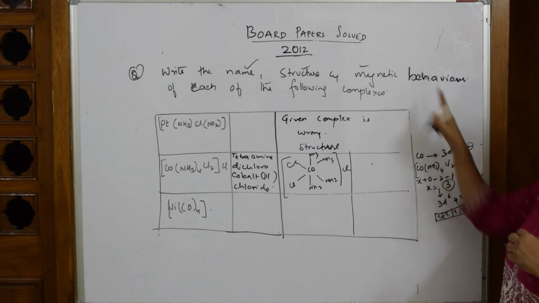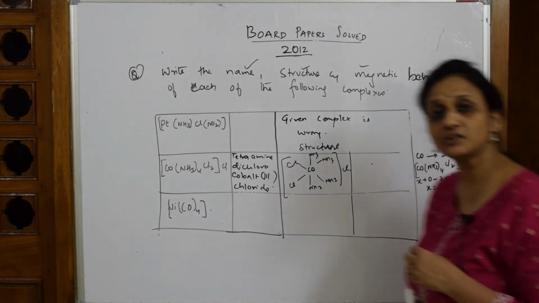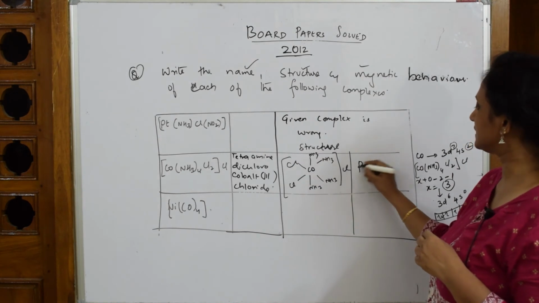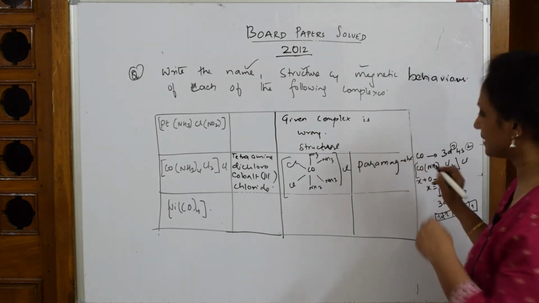Magnetic behavior they've asked me. Here all are unpaired electrons. Because they are unpaired electrons, I can call it a paramagnetic substance. Simple logic, isn't it? Let's come back and see.